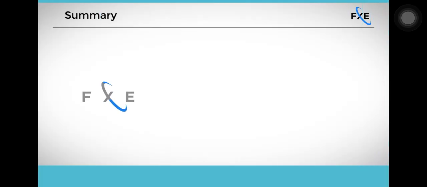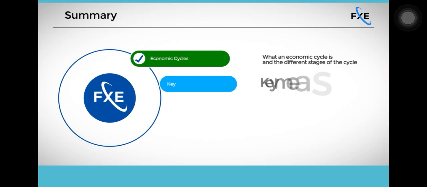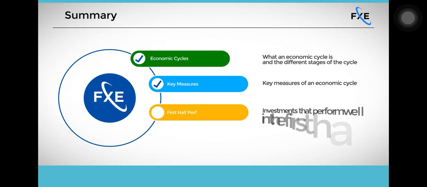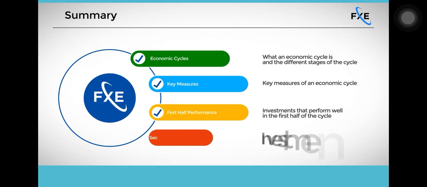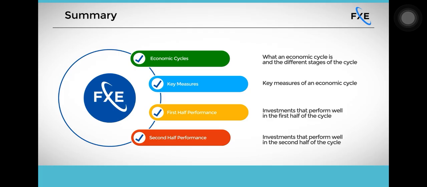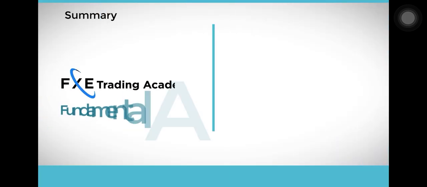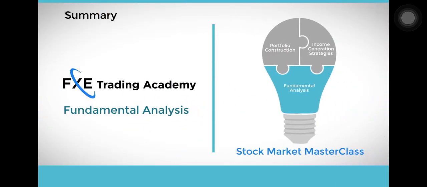In this lesson, we have learned what an economic cycle is and the different stages of the cycle. We learned about the key measures of an economic cycle. We learned about the investments that perform well in the first half of the cycle. And finally, we learned about the investments that perform well in the second half of the cycle. This concludes section 1 of the Stock Market Masterclass Fundamental Analysis. In the next section, we will learn about sector analysis and industry health, and how understanding this information can help strengthen your portfolio.